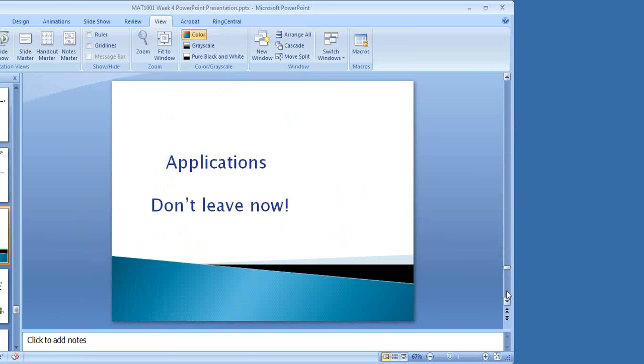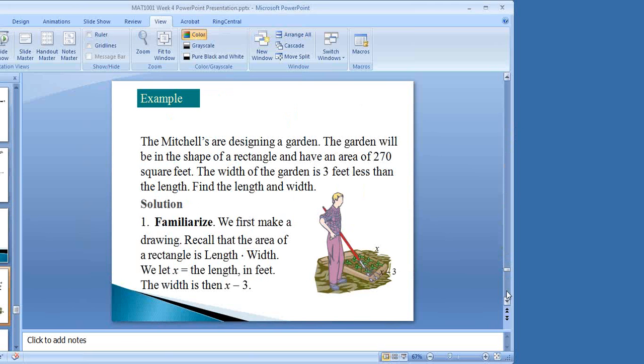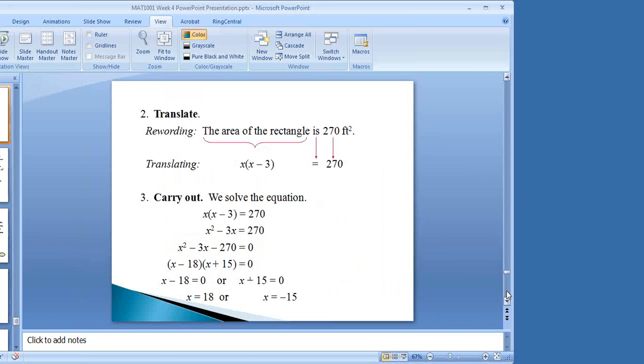All right, so I've got some applications to show you real quick, and then we will talk about other methods for solving if factoring doesn't work. So if you have a garden and it's a rectangular shape and you have an area of 270, the width is 3 feet less than the length, find the length and the width. Sounds really complicated. But if you let x equal the length, then the width is x minus 3.